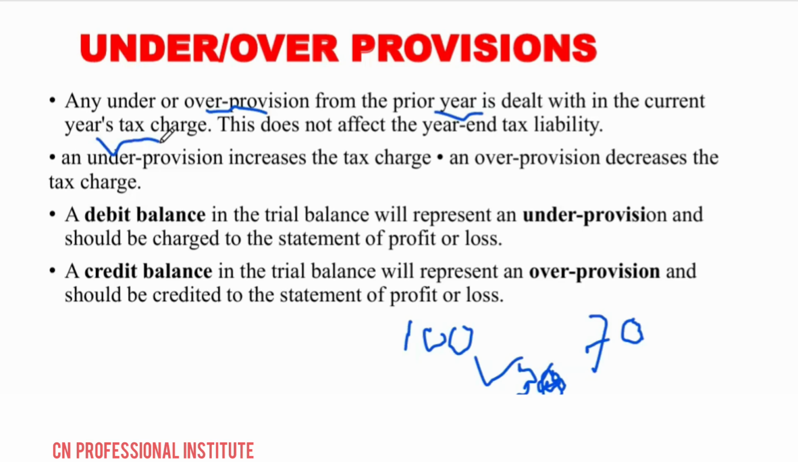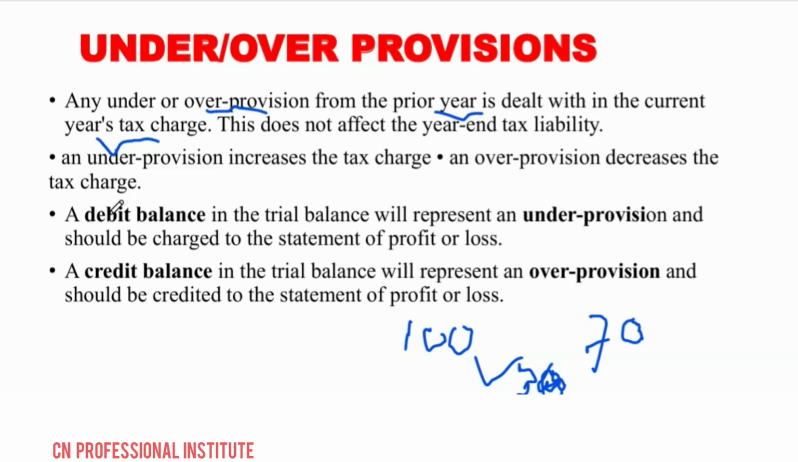With under provision, in the previous year you couldn't fully make provision. So in a way, you have made under provision. So when it comes to the current year, you have to come and add it because that should increase your current year charge, right? That's why this point says under provision increases the tax charge. If you made under provision from the previous year, when it comes to the current year, you have to come and add it to the current year tax. So it should increase it. And over provision decreases the tax charge. If you have over provided in the previous year, you have to less it to reduce your tax charge, right?